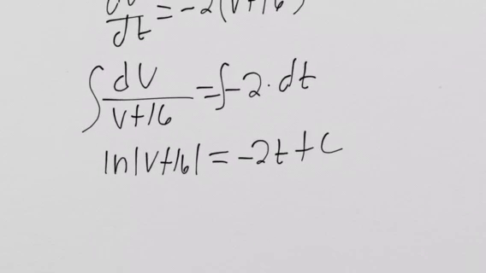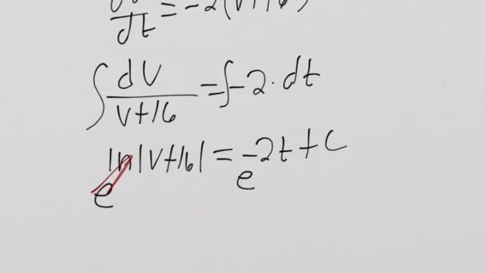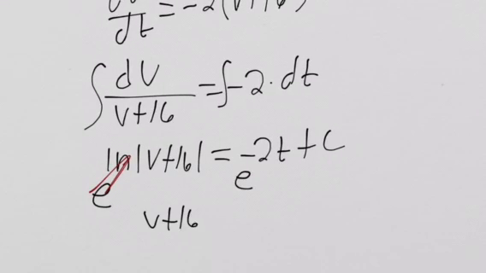So we want to solve for v, so to undo natural log, we have to raise both sides to the power of e. The e and the ln are going to cancel, and that leaves us v plus 16 equals, so what's e to the -2t plus c? That is the same as e to the c times e to the -2t, right? But e to the c is just a constant, so we're just going to write it as a big C, and then e to the -2t.